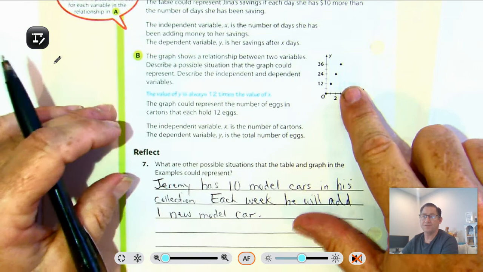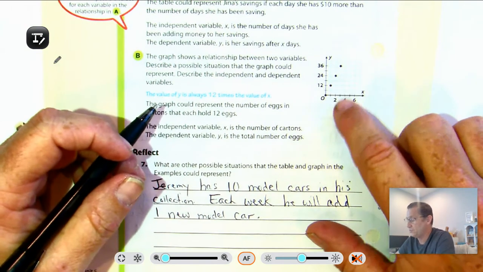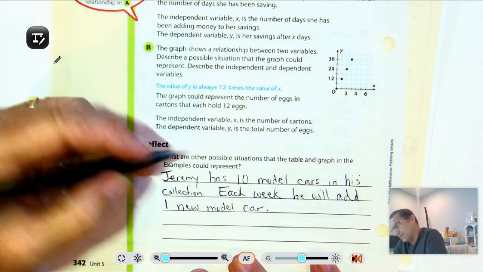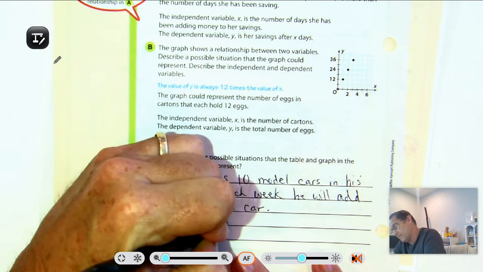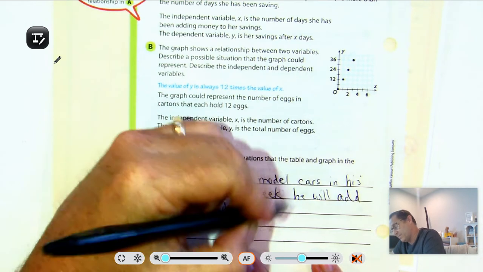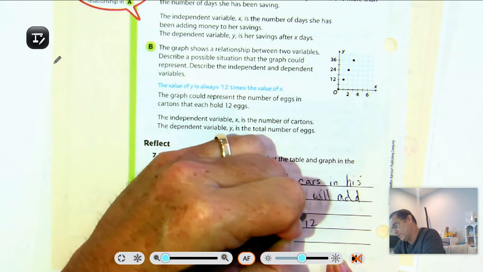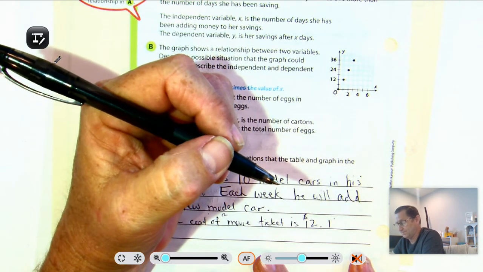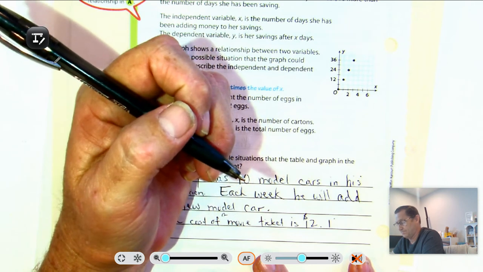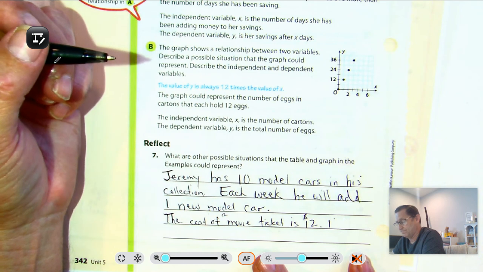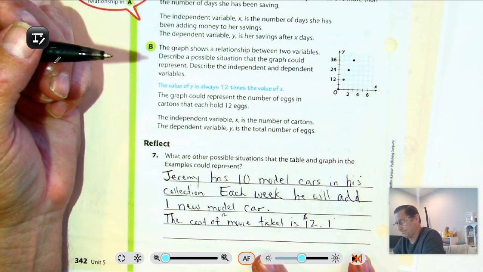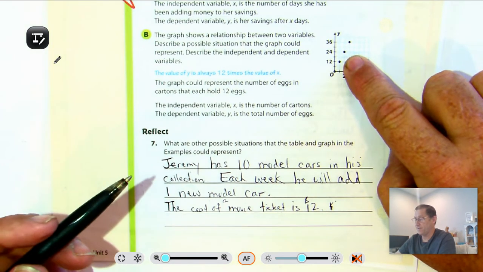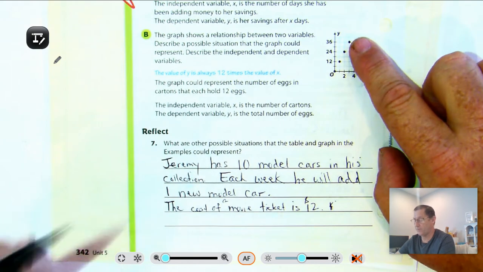Okay. Right, and as far as the graph goes, well, I don't know. Let's see, 1, 12, 2, 24. So something times 12. I don't know. Let's say the cost of a movie ticket is $12. Okay. And so that's just basically what the graph would represent. If you buy one ticket, it's $12. If you buy two tickets, it would be $24. If you buy three tickets, it would be $36, and so on.